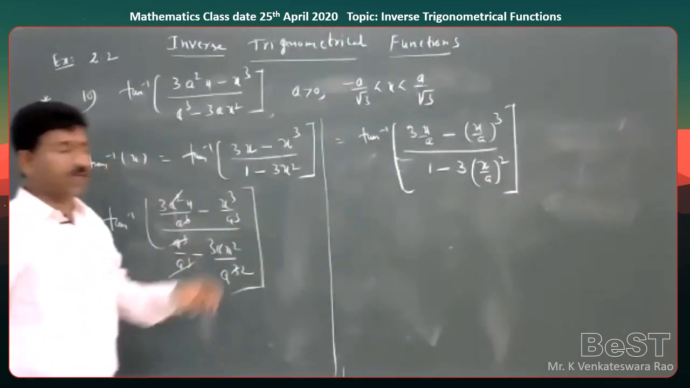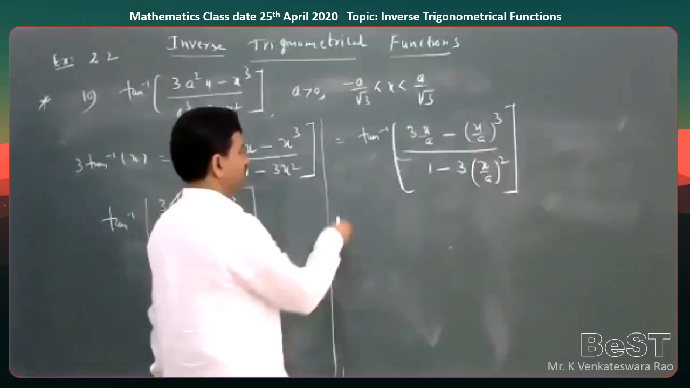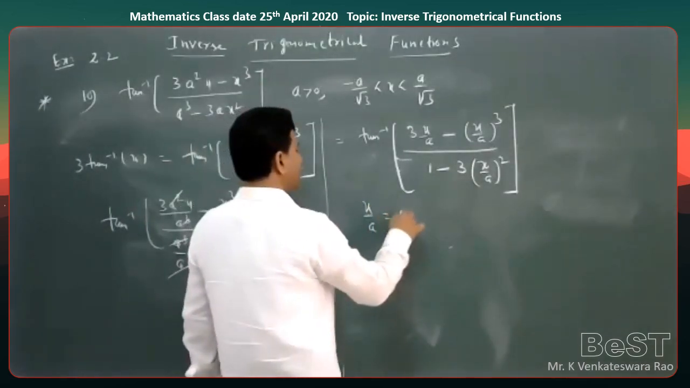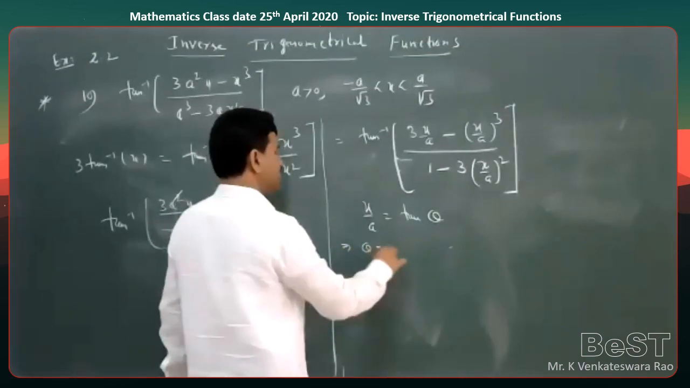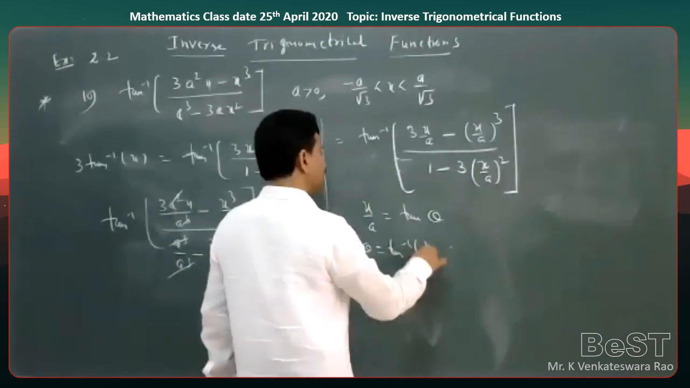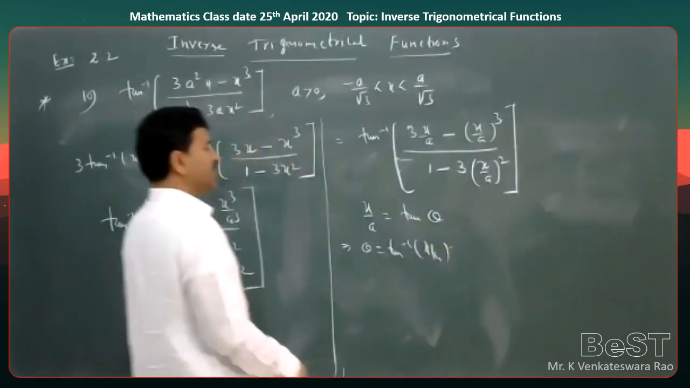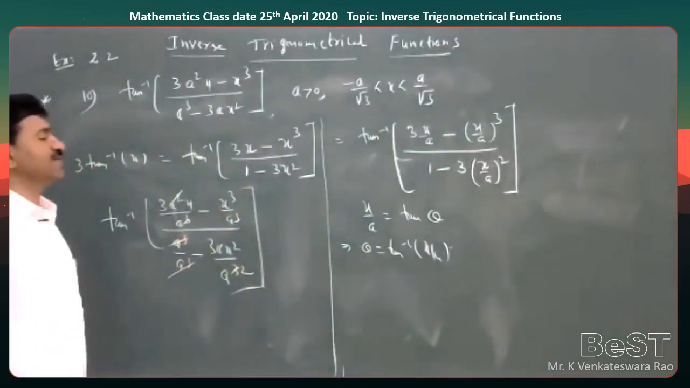But in PUC, follow the substitution. Put x by a is equal to tan theta. That implies theta is equal to tan inverse of x by a.